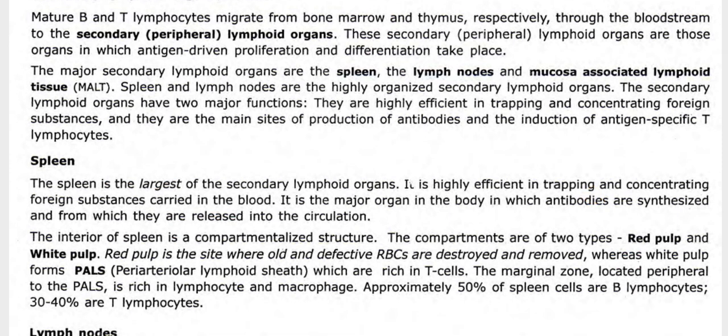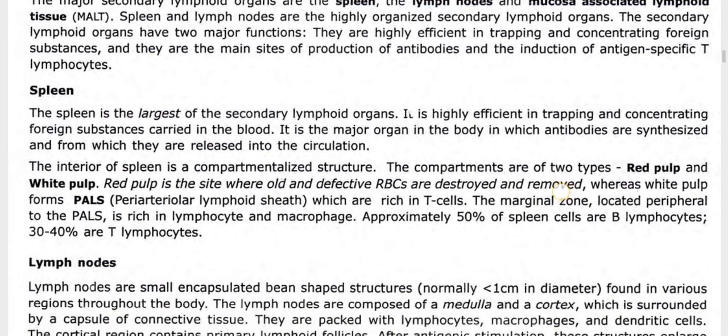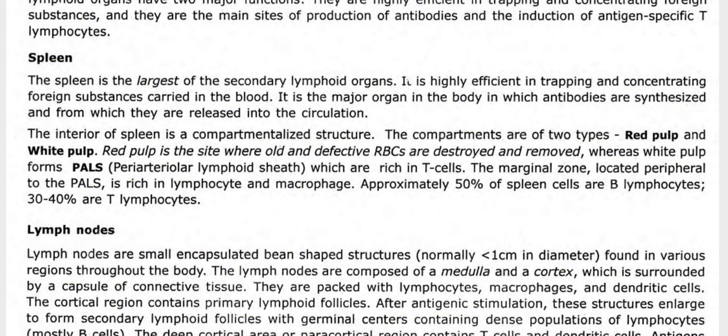The secondary lymphoid organs have two major functions. They are highly efficient in trapping and concentrating foreign substances, and they are the main sites of production of antibodies and the production of antigen-specific T lymphocytes. Spleen. The spleen is the largest of the secondary lymphoid organs. It is highly efficient in trapping and concentrating foreign substances carried in the blood. It is the major organ in the body in which antibodies are synthesized and from which they are released into the circulation.